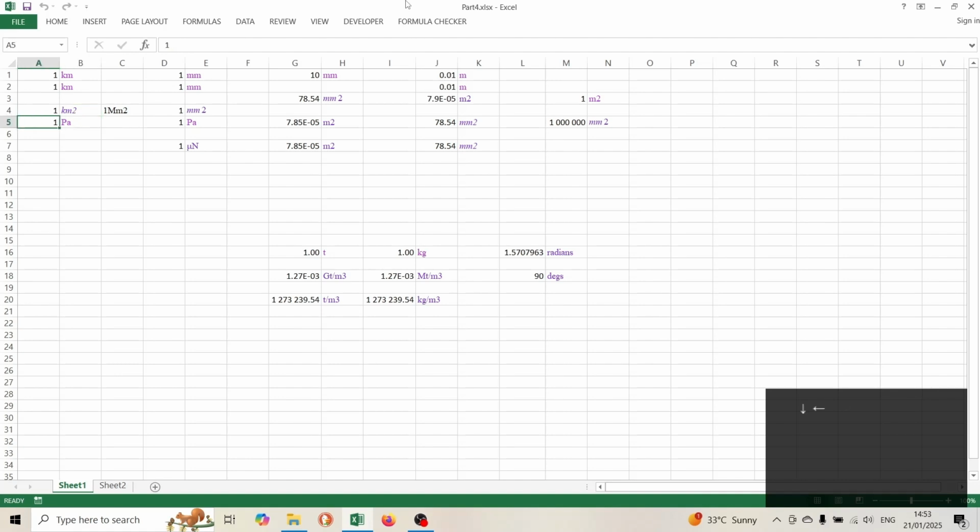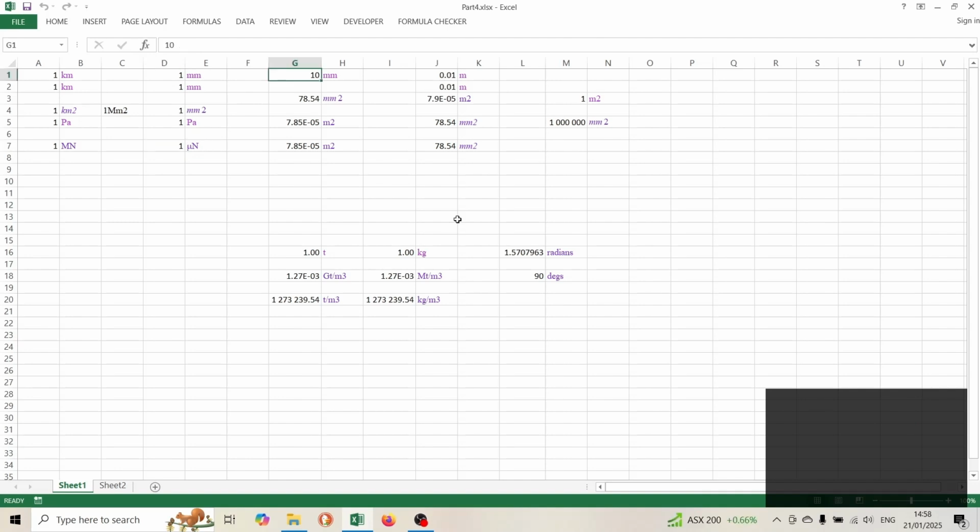So if we enter a pressure of 1 Pascal at A5, followed by a formula at A7 equals 1 Pascal times 1 kilometer squared, the output is 1 meganewton. The formula checker treats millimeters in a similar way. So at C4, the product of 1 millimeter times 1 millimeter is equal to 1 millimeter squared, but the formula at D7, if we just refresh that, is output as 1 micronewton, i.e. 10 to the minus 6 newtons.